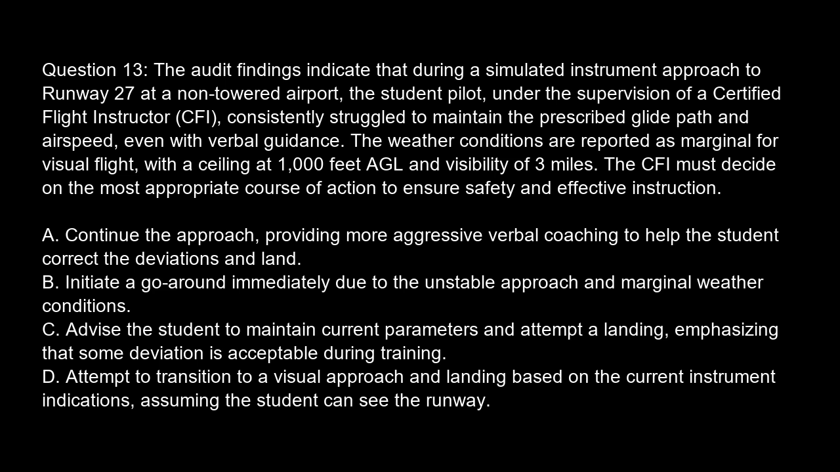Option A. Continue the approach, providing more aggressive verbal coaching to help the student correct the deviations and land. Option B. Initiate a go-around immediately due to the unstable approach and marginal weather conditions. Option C. Advise the student to maintain current parameters and attempt a landing, emphasizing that some deviation is acceptable during training. Option D. Attempt to transition to a visual approach and landing based on the current instrument indications, assuming the student can see the runway.